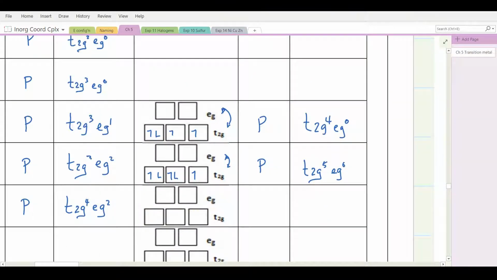If we had strong ligands that created a large crystal field splitting energy, all 6 electrons would be forced to remain in the low energy t2g orbitals, all paired up. This is now diamagnetic. Electron configuration t2g6 eg0.